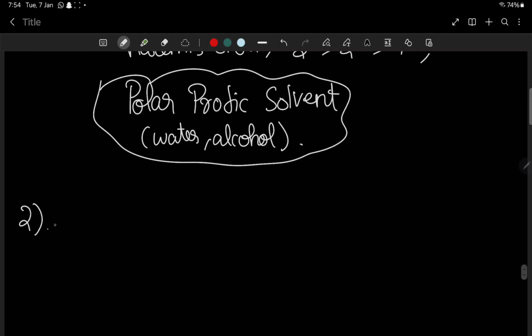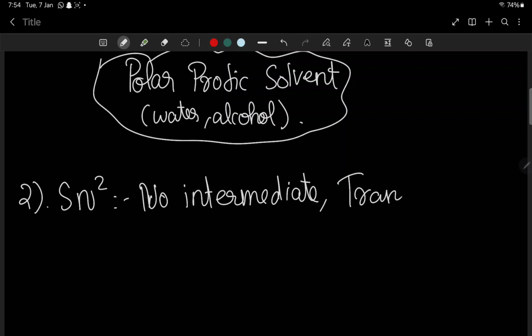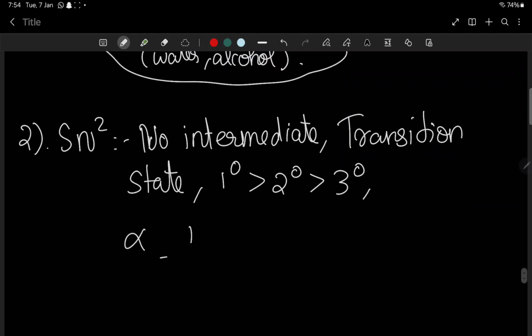Now the SN2 reaction. The important thing is there is no intermediate; it proceeds through a transition state. The order is primary, secondary, tertiary. It is inversely proportional to steric hindrance.